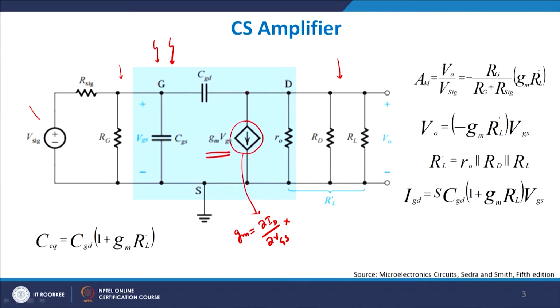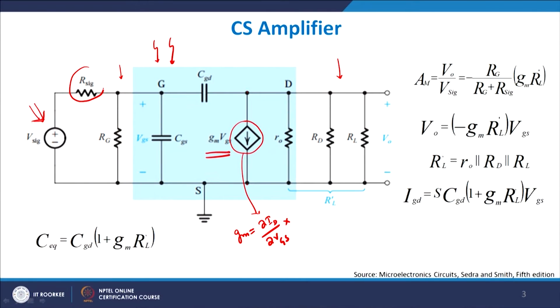This is the signal source which we are giving, and this is the ideal voltage source. So, it will have almost zero, very low output impedance. But in reality, there will always be a signal impedance available to me, and that is given by this Rsig which you see. So, Rsig is in series with the voltage source.